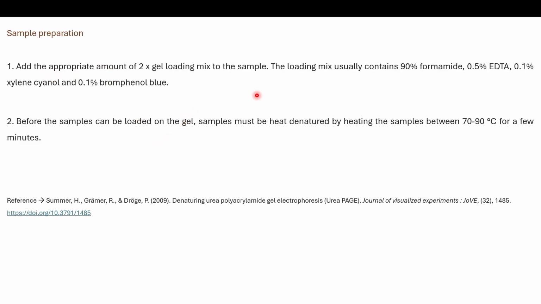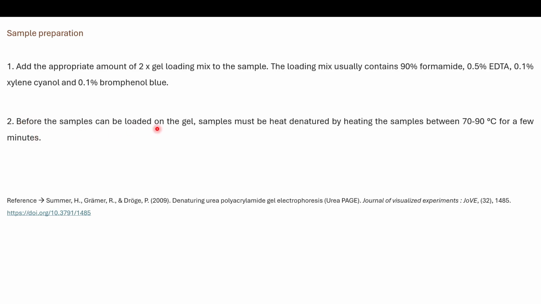It will have formamide, which is again a denaturing agent. Okay, especially for nucleic acid samples, formamide can help in denaturing, resolving the secondary structures. And you add EDTA, because EDTA will chelate out any kind of ions and help in protecting your nucleic acid samples from nucleases, because nuclease enzymes require certain divalent cations for their function, and EDTA will chelate those cations. And then you have these tracking dyes, bromophenol blue and xylene cyanol.